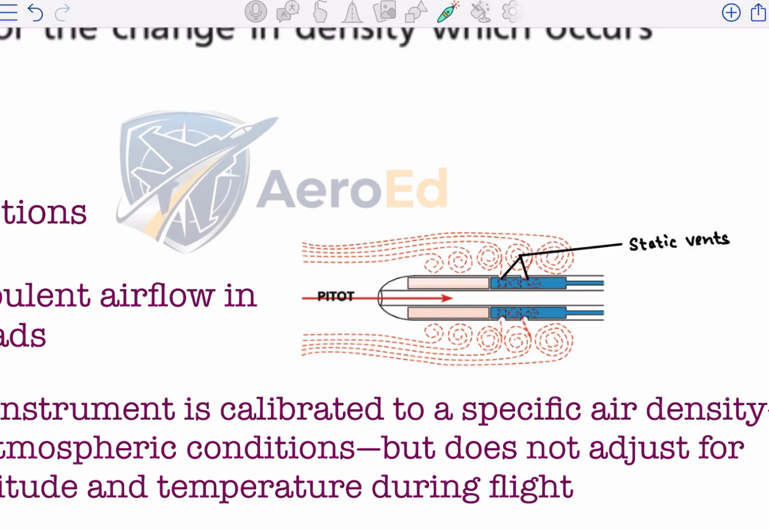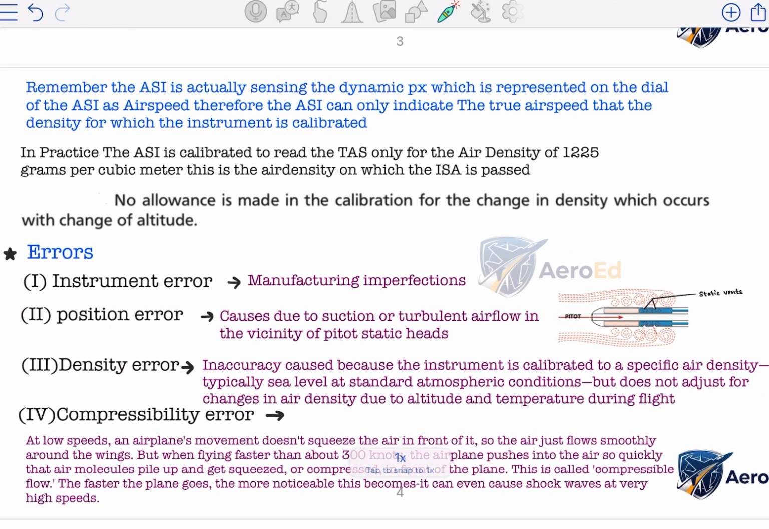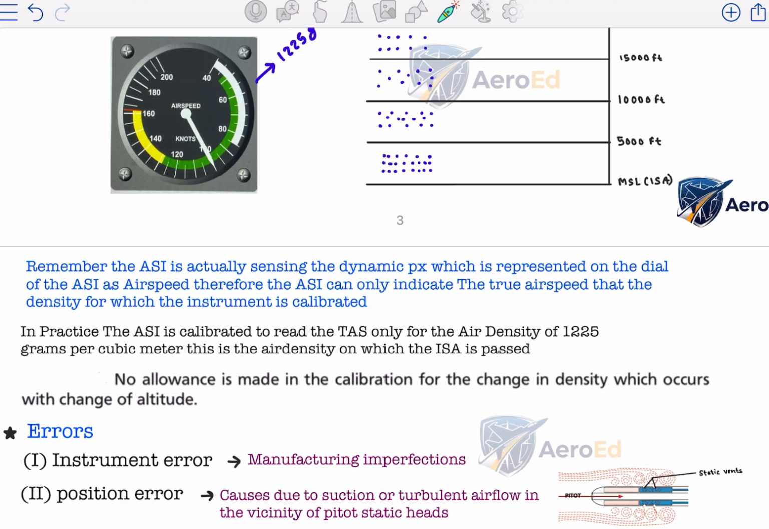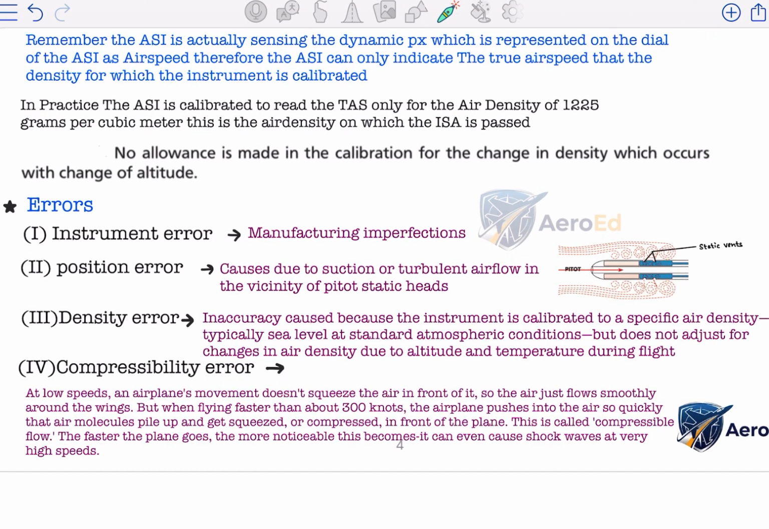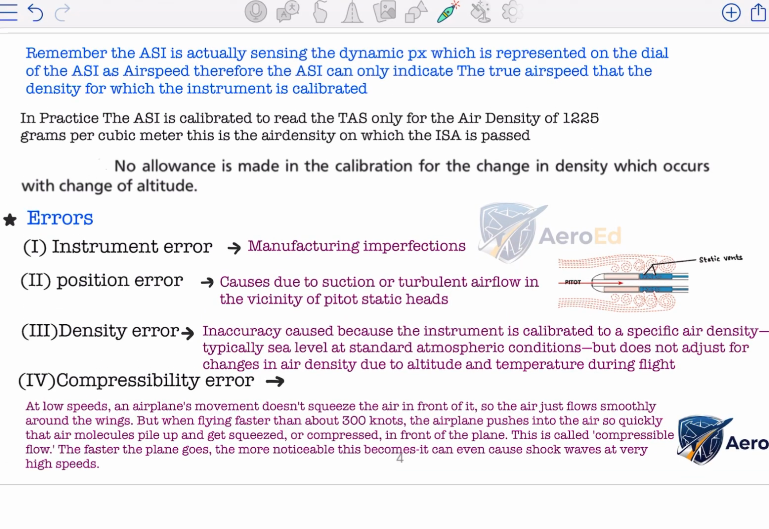which causes them to sense less static pressure. Next is the density error, inaccuracy caused because the instrument is calibrated to a specific air density, typically sea level at standard atmospheric conditions, but does not adjust for changes in air density due to altitude and temperature during flight. I have already explained this above, in the calibration part, right?